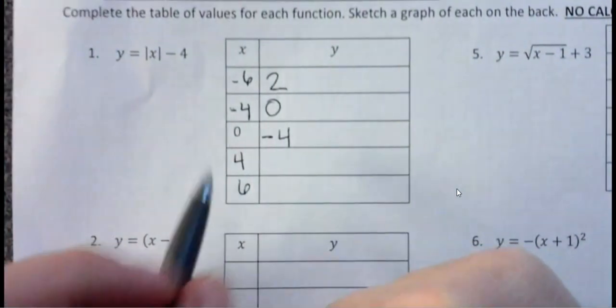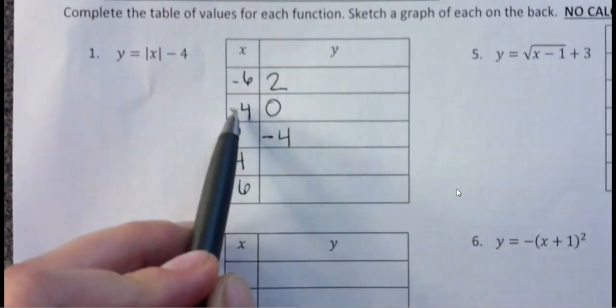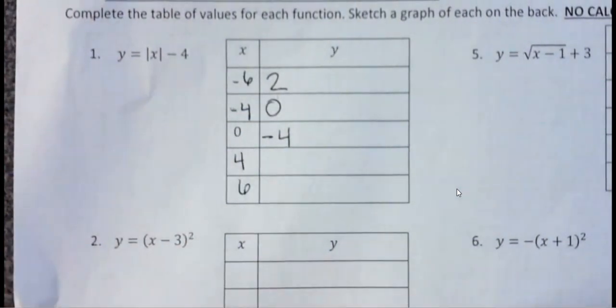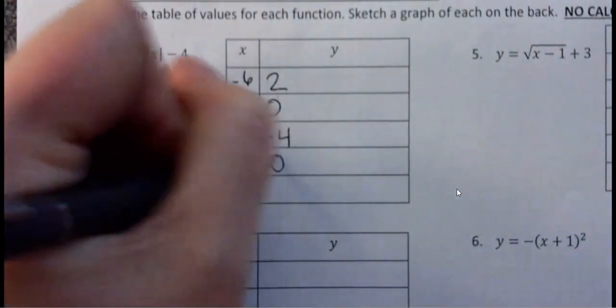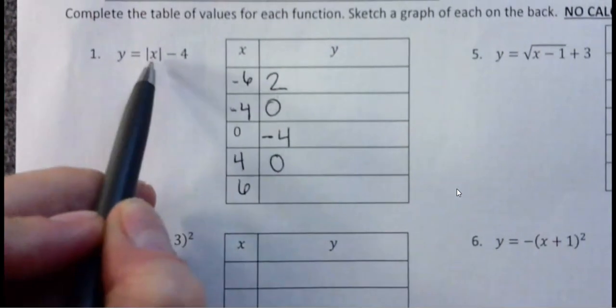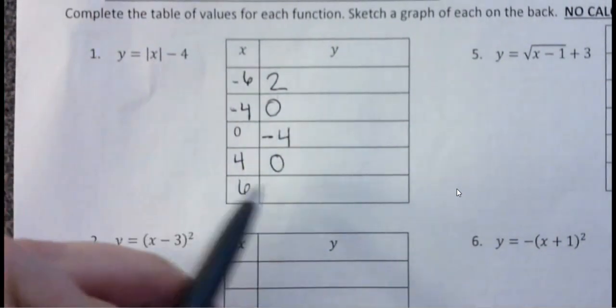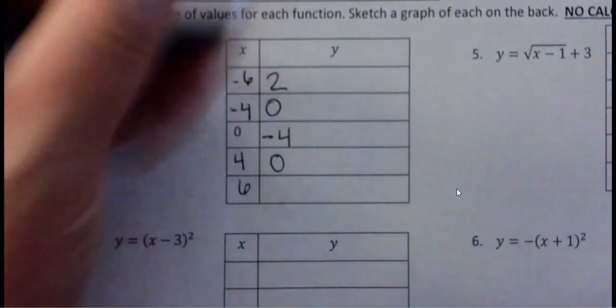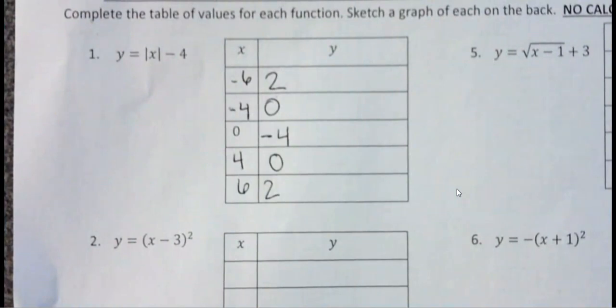And then something that you'll notice over here, that if you have the same number as negative that you have as positive, it ends up being the same output. So this is going to be 0 because the absolute value of 4 is still 4. And then 4 minus 4 is 0. The absolute value of 6 is 6. 6 minus 4 is 2. So that's what it ends up looking like, and we're going to turn to the next page and we're going to graph those.